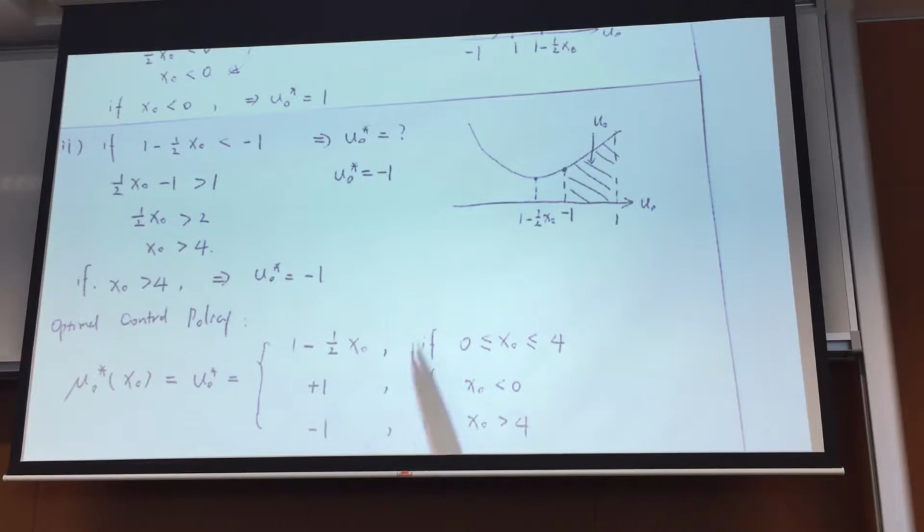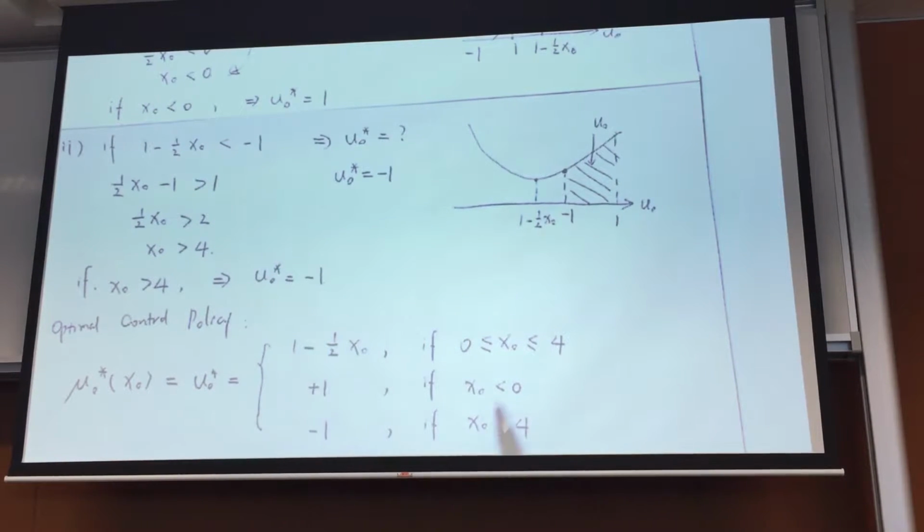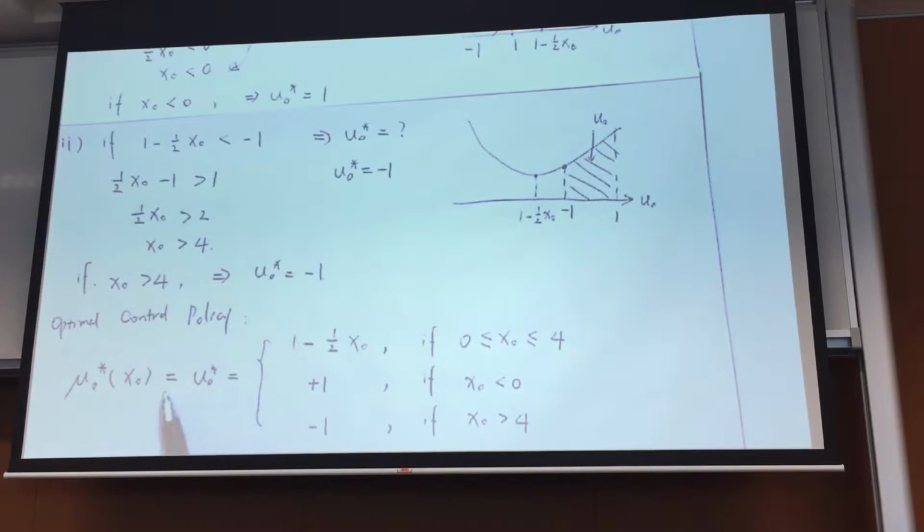From the solution to this problem, we noted that we arrive at a control policy here. That means we can determine the optimal control input by using the initial state. So it's a more general solution.